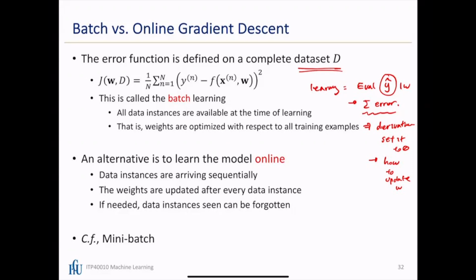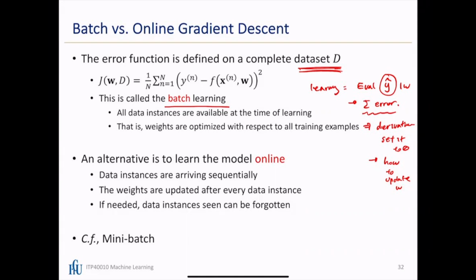And if you involve the entire data set you have, in particular, if you use the entire training data in your learning process each time, that is called batch learning. So all data instances available are used at the time of learning. That means each iteration, you're going to look at all the data points and update W once. And again, you look at all the data points and update your W once.